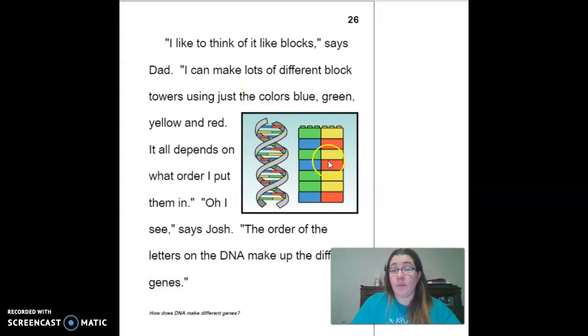So DNA is like building blocks. And they make up who we are by building on top of each other.